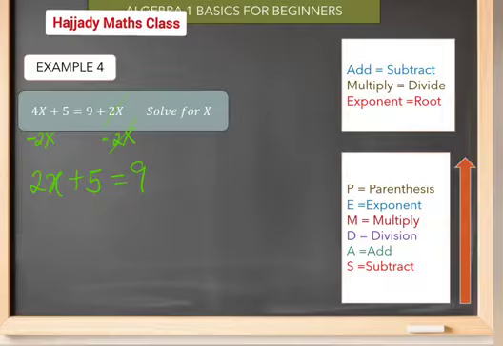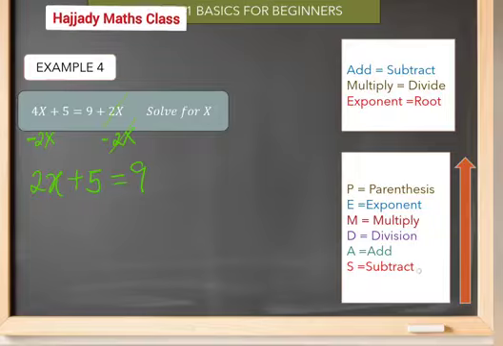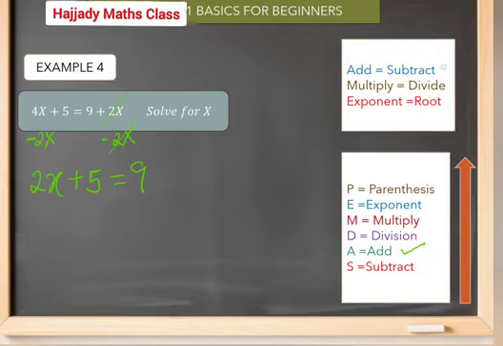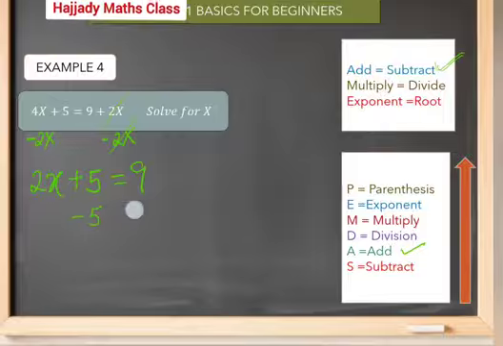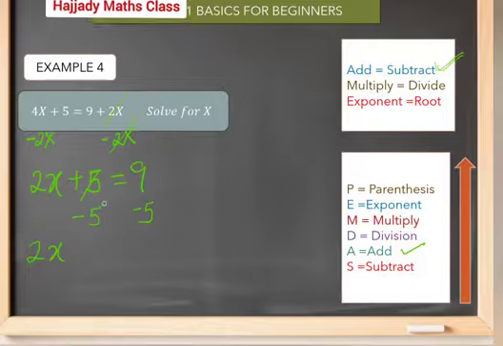plus 5 equals 9. Now we have this. What next? Like I said, using this rule of PEMDAS, subtraction, no. Addition, yes, we have. If you have addition, what is the inverse, which is subtraction? So you subtract 5 from both sides. And here we have 2x, 5 cancels out 5, 9 minus 5 gives 4.